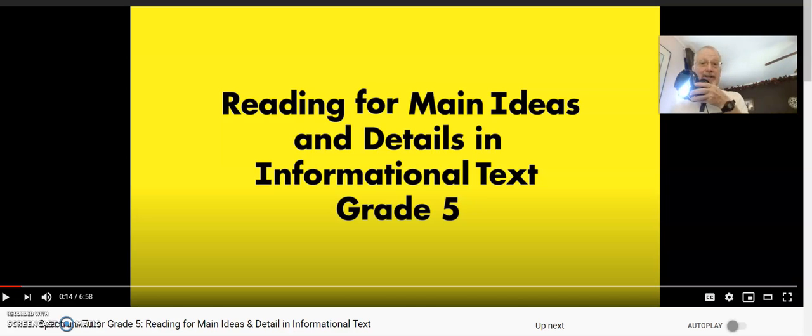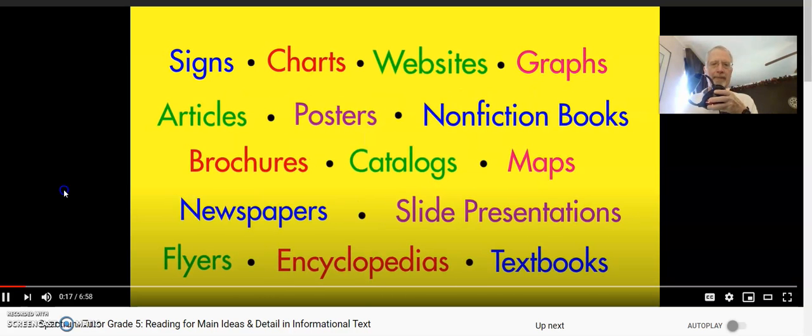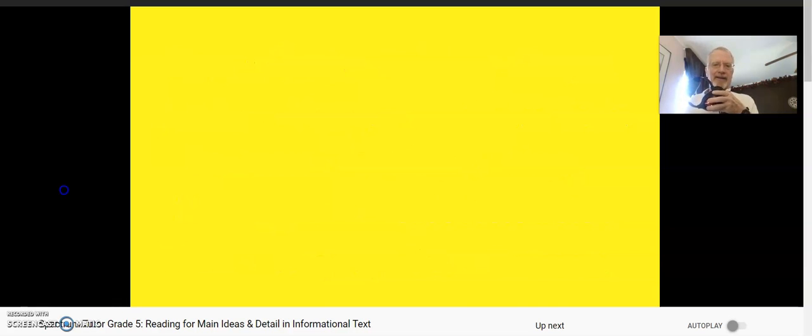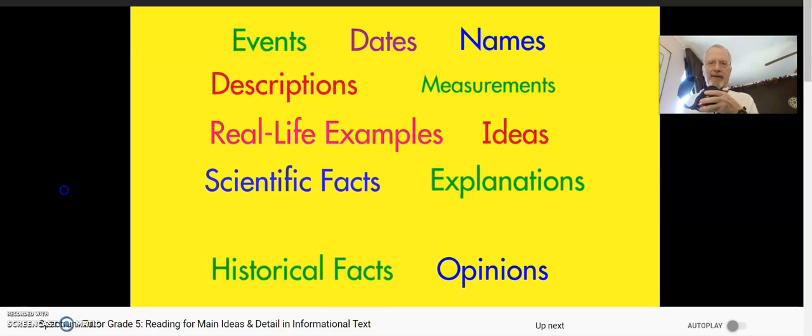Today we're looking at reading for main ideas and supporting details in informational texts. Here we go. Informational texts provide information about the world. Every day, you see and read many informational texts. They are all around you. What types of information can you learn from reading these texts?